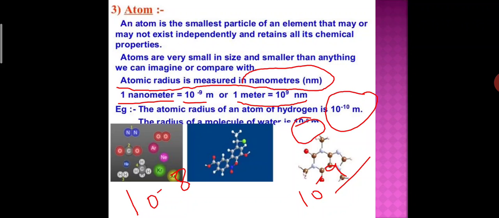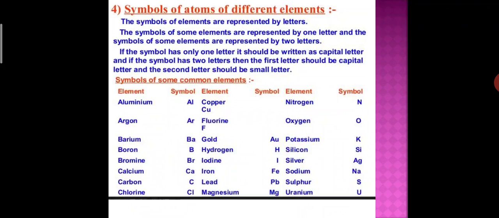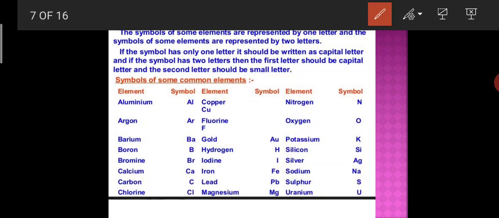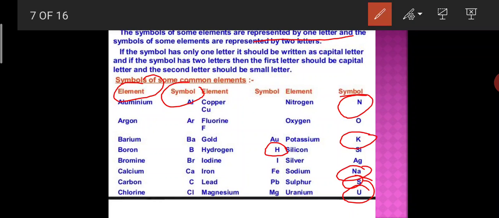Students, what are the modern-day symbols of the atoms of different elements? Now we will discuss the symbols of the atoms of the different elements. The symbols of the elements are represented by letters. You can see the elements here and their symbols also. Students, the symbols of some elements are represented by only one letter, like hydrogen, potassium, nitrogen, sulfur, uranium, sodium, silver, silicon, lead.